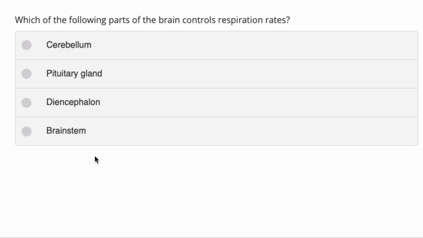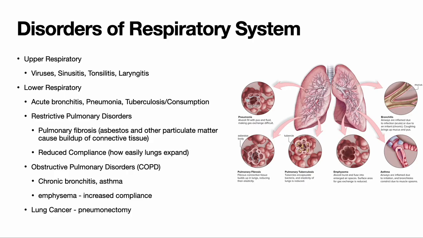So while they can alter the actions of the respiratory centers in the brainstem, ultimately the brainstem centers are capable of maintaining respiration on their own without the diencephalon. So that's just kind of an interesting little piece for anybody that has an extra interest in neuroscience.